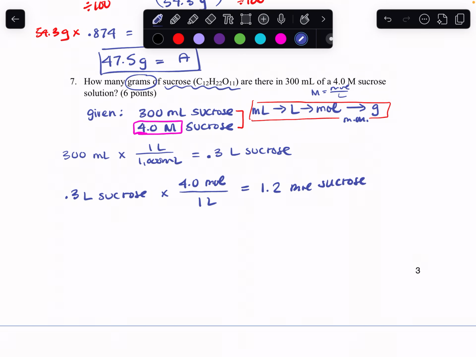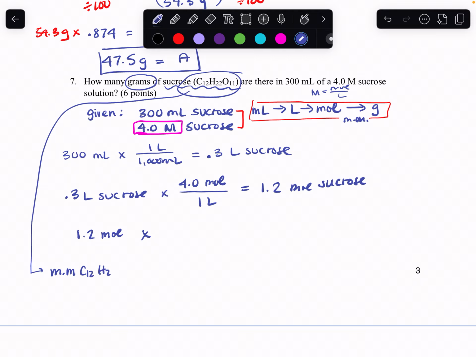Now we're almost there. This is a step that we can recognize. I can go from moles to grams. But guess what Paige forgot? The molar mass, because that's what we're going to need to calculate all this. So let's come down here real quick, and I'm going to steal this formula, and we will say that the molar mass of C12H22O11 is, oh gosh, what did I calculate? 342 grams per mole.